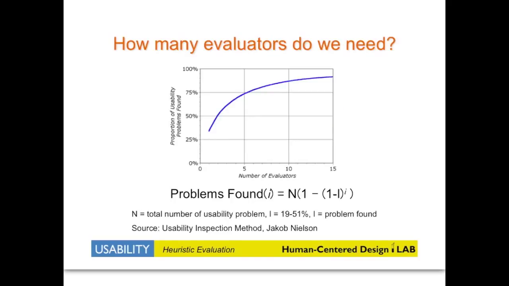How many evaluators do we need? Normally, Jakob Nielsen talks about the number of problems found and the number of experts. In this one, you can see that at the point of 5, you can find about 75%. This is quite a good number to show that with at least 5 you can find a lot of problems. So this is the formula for how you find problems: the more evaluators you have, the more problems you find.